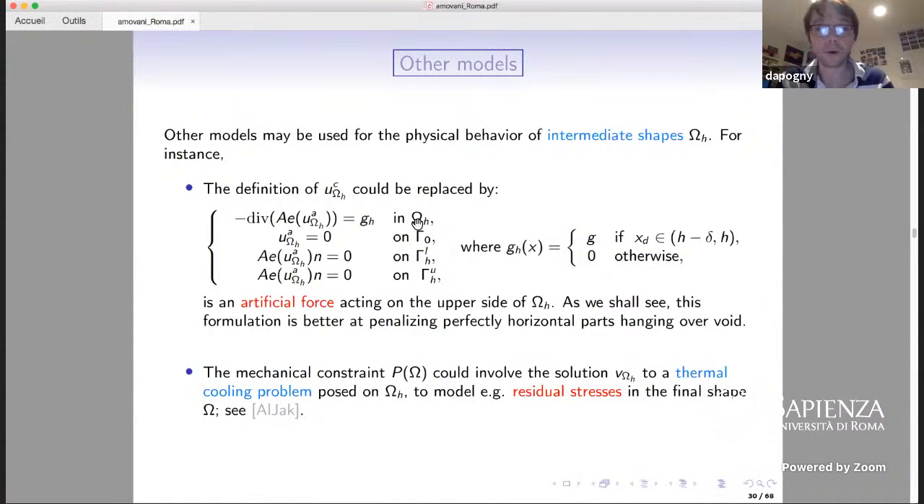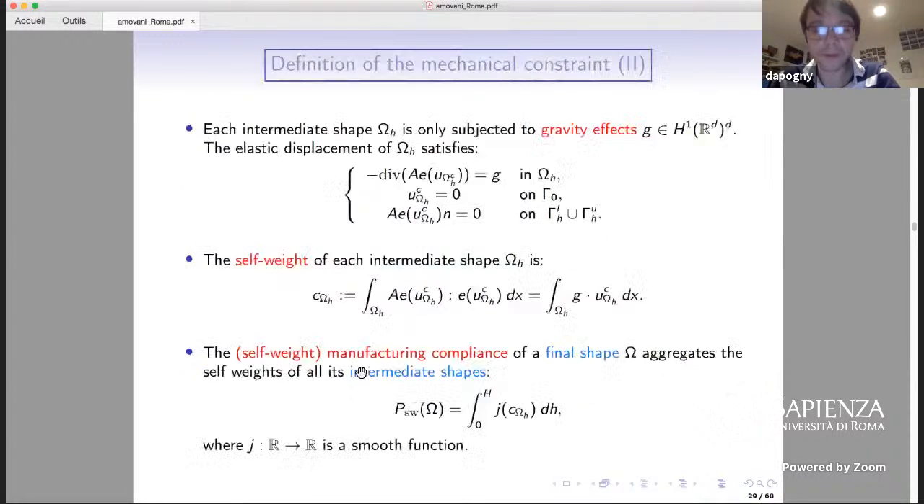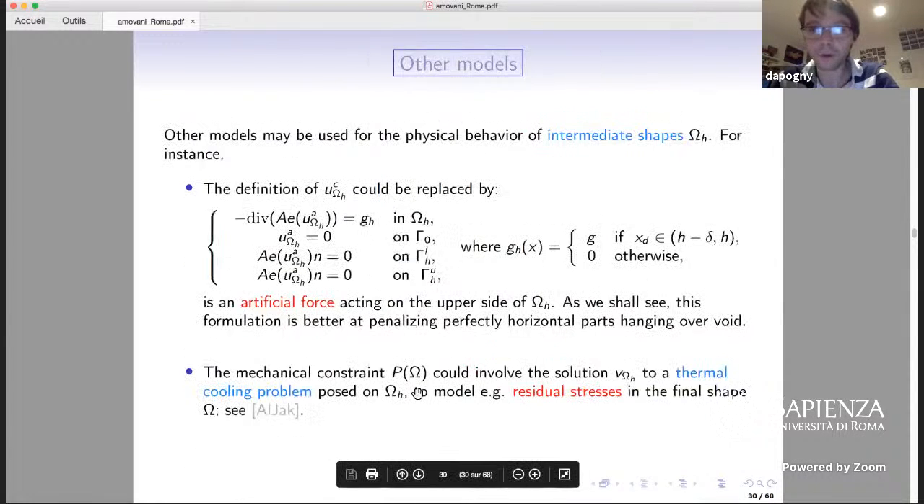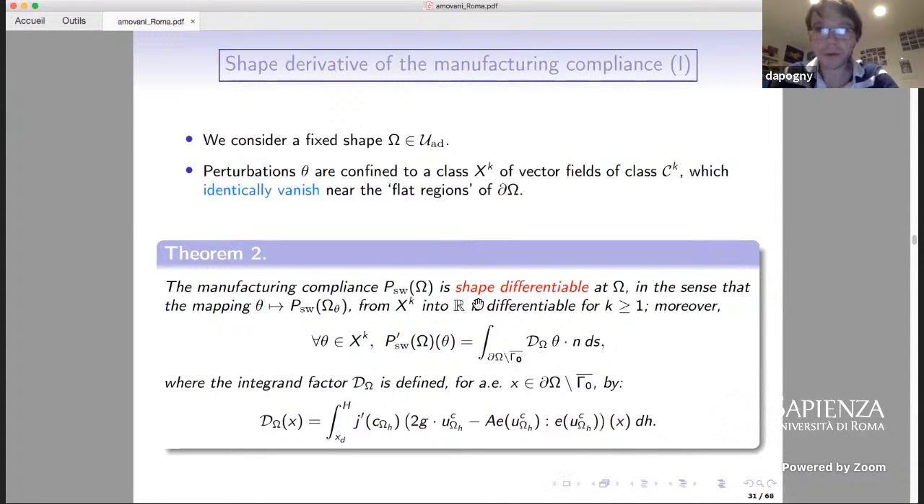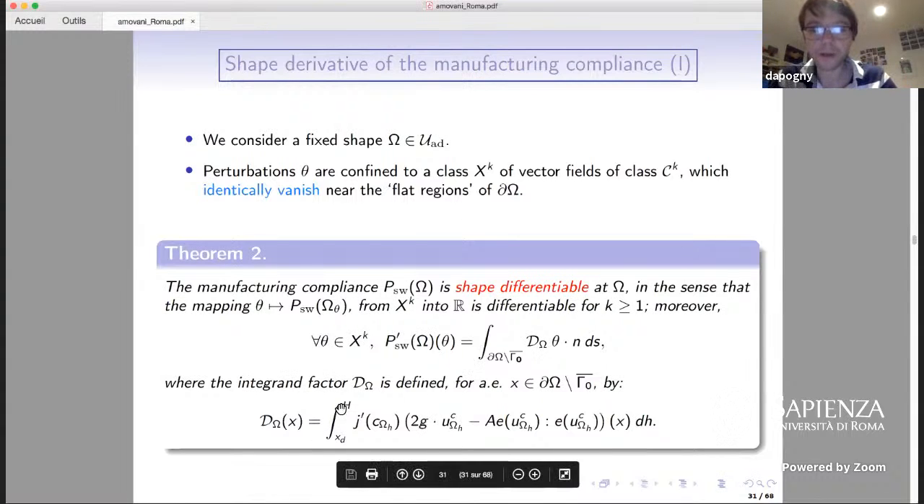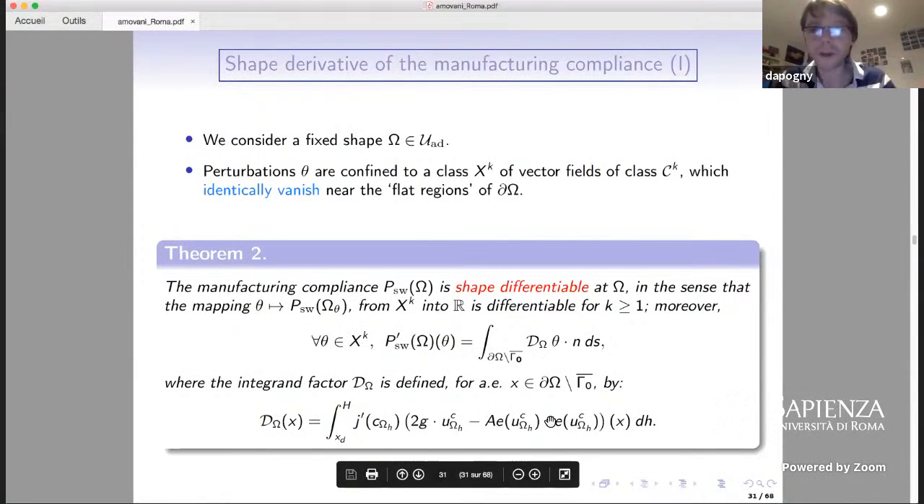All right, so just a horrible slide to say that actually this self-weight manufacturing compliance constraint is shape differentiable, and so we can calculate the shape derivative of this and plug this into our shape optimization framework. I'm skipping under the carpet the way that this is implemented into our shape optimization framework. This is a little bit costly to evaluate because there are a lot of intermediate shapes to be considered, but there are some tricks to accelerate the calculation and make it reasonable to perform the example that I will show on a standard laptop.